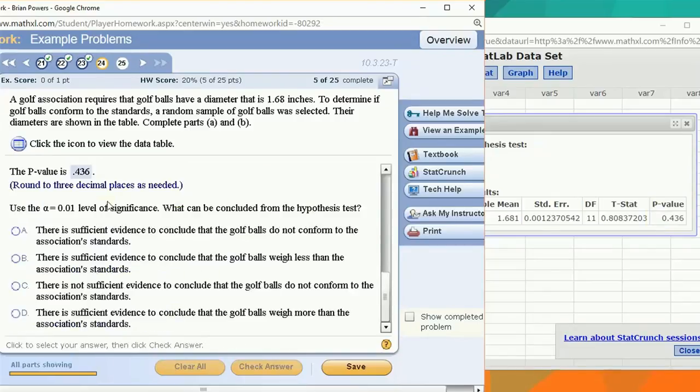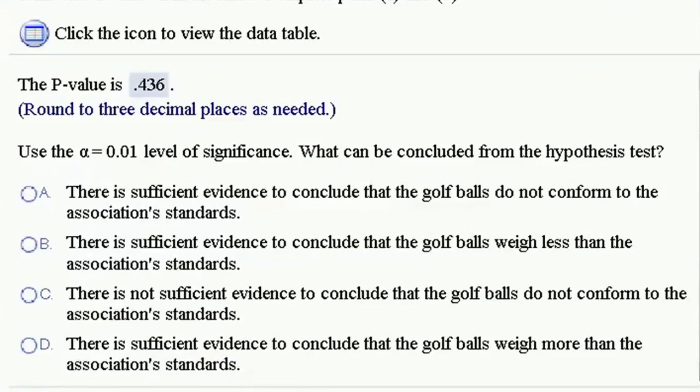Do we reject at an alpha level of 0.01? Well, clearly the p-value is higher than that. So whenever the p-value is greater than your alpha level, we do not reject. So there is not sufficient evidence to conclude the golf balls do not conform. This evidence is inconclusive. We can't reject the null hypothesis. So for now on, we still have to assume that these golf balls are in conformity with the standards. That's that.